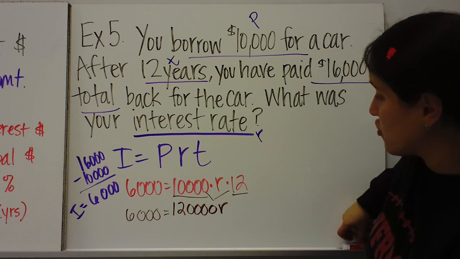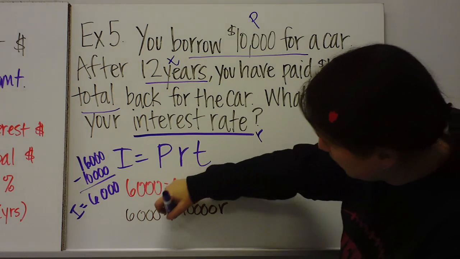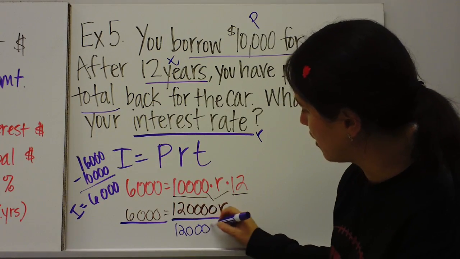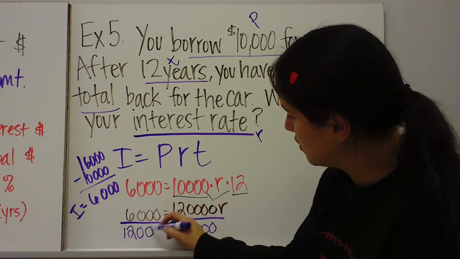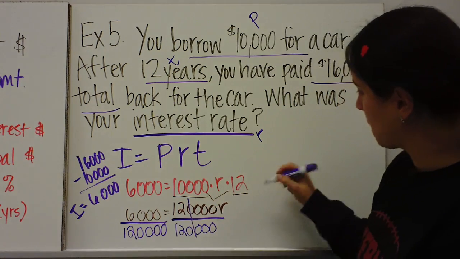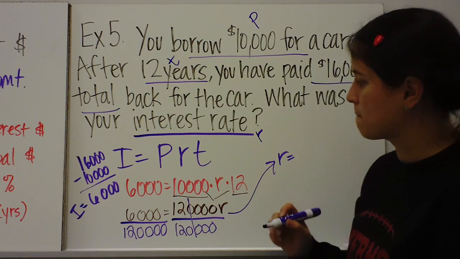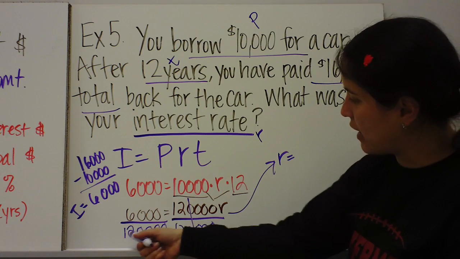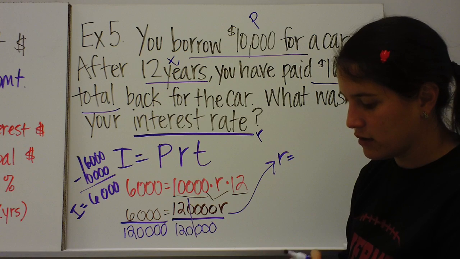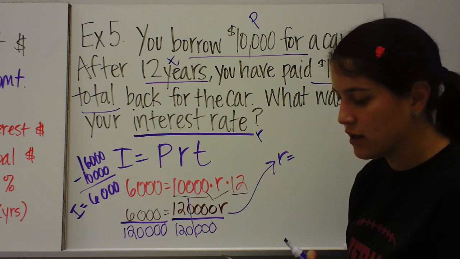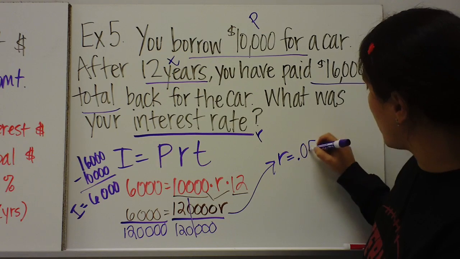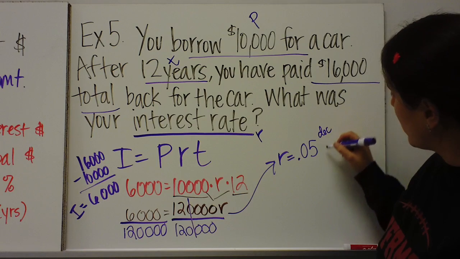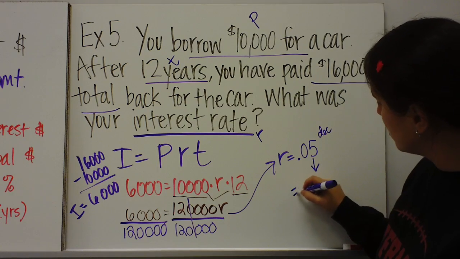And to find my interest rate, I'm going to divide by 120,000. So we're going to type in 6,000 divided by 120,000. Make sure you're doing this with me. And it comes out to be 0.05. And that is a decimal. So we need to convert that to a percentage.